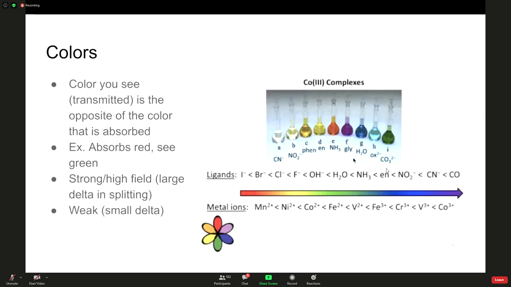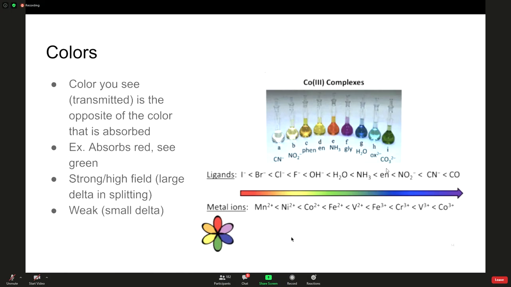Okay, and then for colors, always remember that the color that you see, the color that's transmitted, is always the opposite of the color that is absorbed. So you can draw yourself a nice color wheel, as you see at the bottom, just like ROY G. BIV all the way around. You can recognize, for instance, that if I see red, then it's absorbing green, and vice versa.